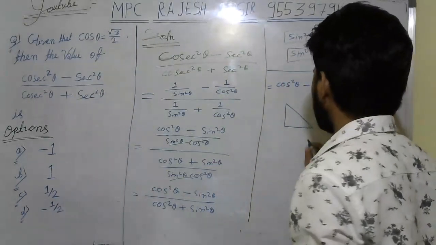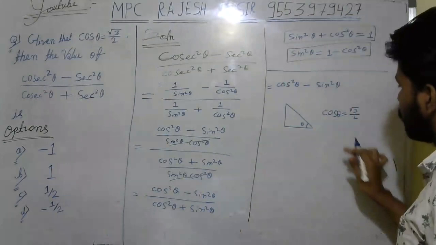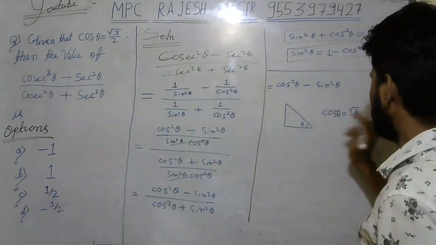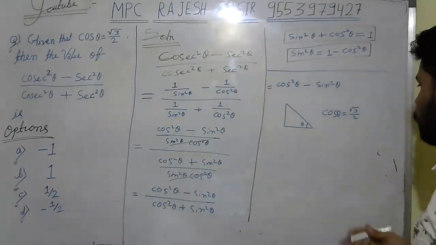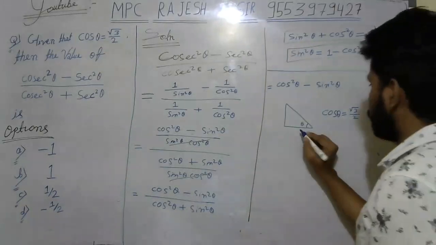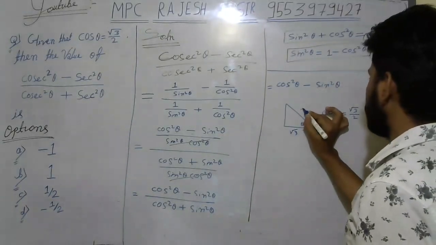So cos theta is nothing but, if you take this theta angle, this is the opposite, this is the adjacent, this is your hypotenuse. So cos theta is equal to what? Adjacent by hypotenuse. So this is your root 3, this is your hypotenuse.